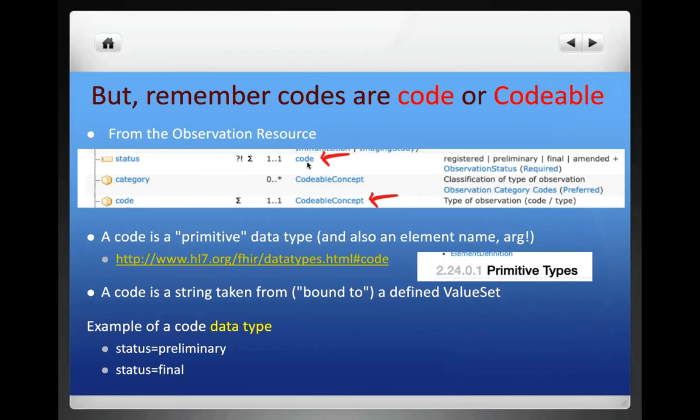So let's keep going. Let's talk a little bit more about this one. When you have a data type of code, the value for this particular data type is bound to one of these answers over here. So it has to be an answer out of this value set. As an example, we have status is equal to preliminary. Status is equal to final. It could be something else if you extend it. In general, don't extend it if you can avoid it.